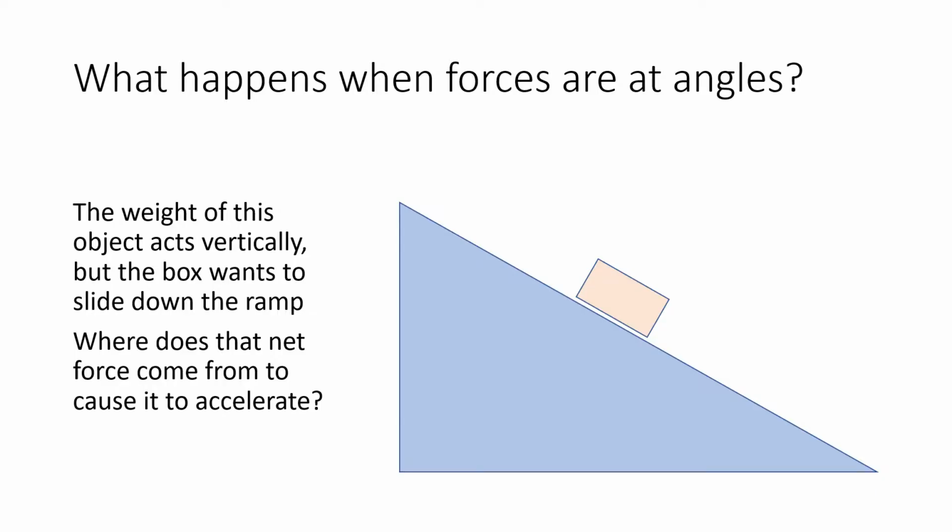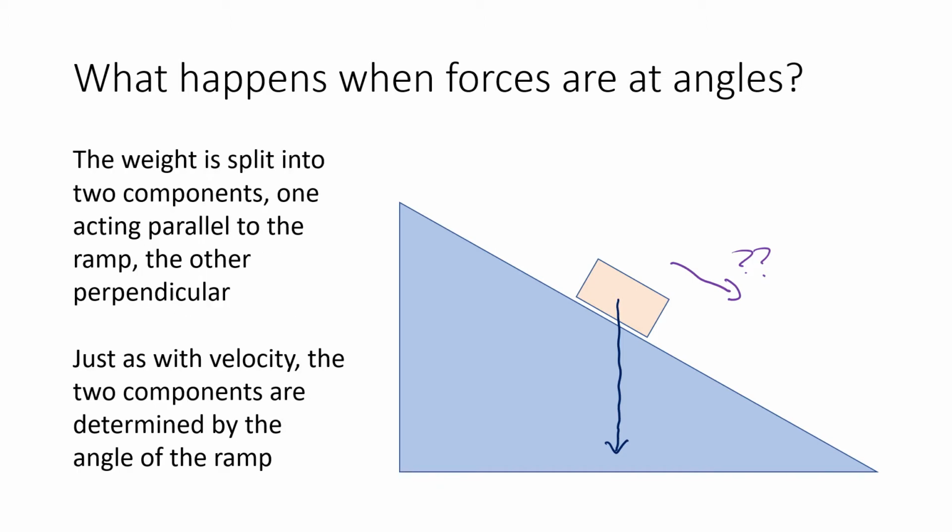So the idea here is, first, we've got this block sitting on a hill, and we know that the weight of this object acts vertically, right? That gravitational force is going to go in this direction. But the direction the block wants to accelerate is this way. So the question becomes, how is that possible? Where's that net force come from if the only force really acting on the block is gravity pulling it straight down? Well, what we can do is split that weight into its two components.